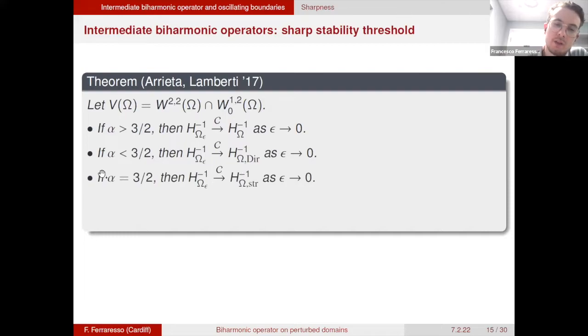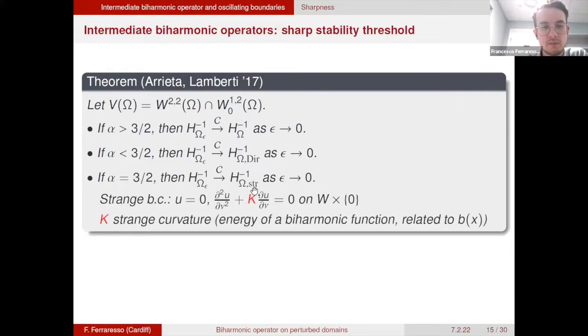And now if alpha is exactly equal to 3/2, you have a very interesting case where the limiting operator has a sort of strange boundary condition that is a sort of interpolation between the intermediate boundary conditions and the Dirichlet. It is expressed in this form, where this red K here is called strange curvature, and this somehow can be characterized as the energy of a biharmonic function somehow related to B, that was the function defining the oscillation.